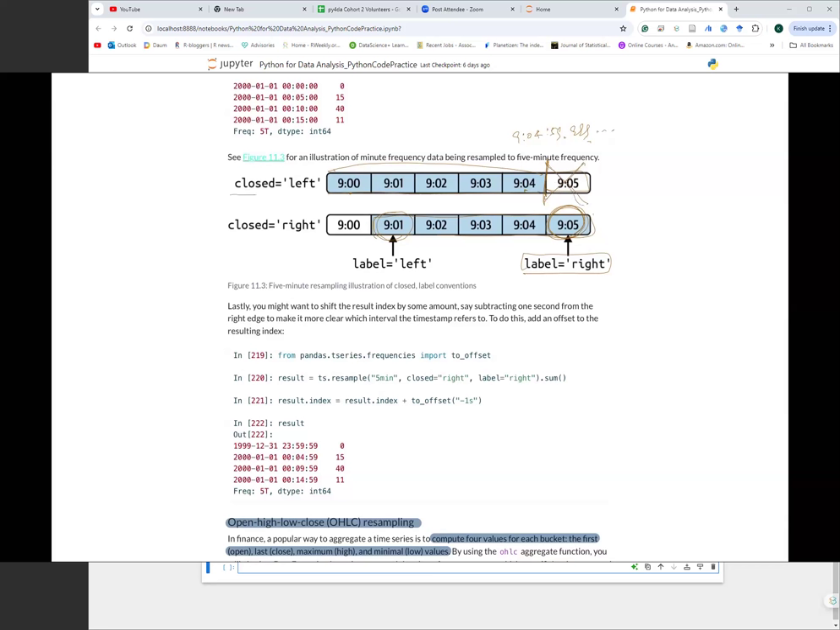Okay, that's the closed left, and this one is actually the default, compared to the closed right. Okay.